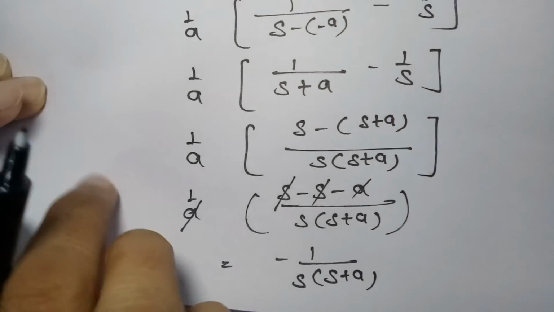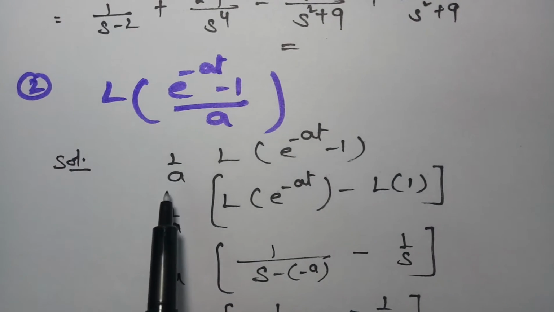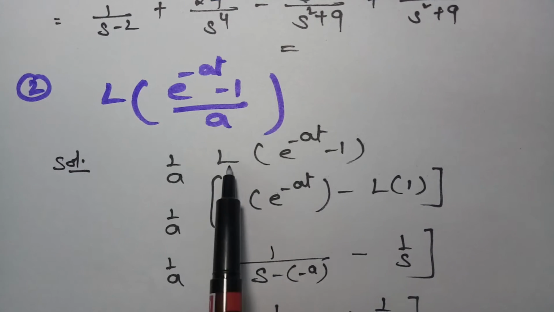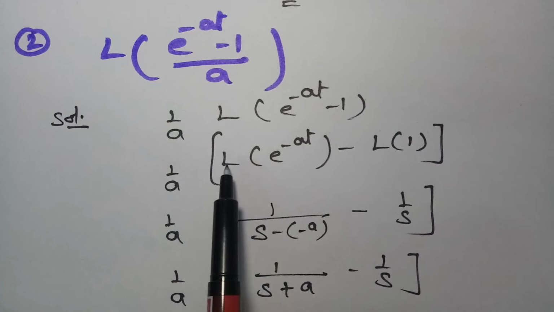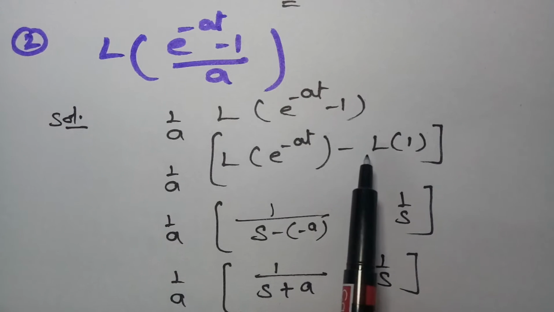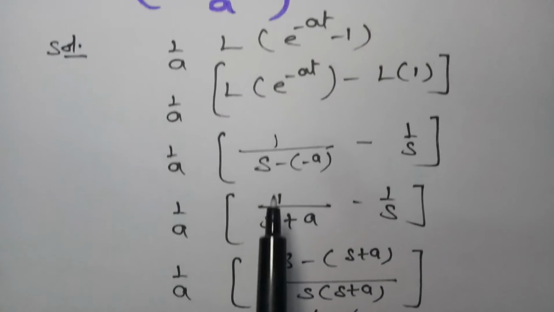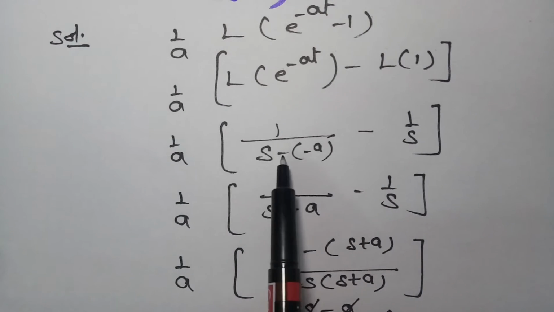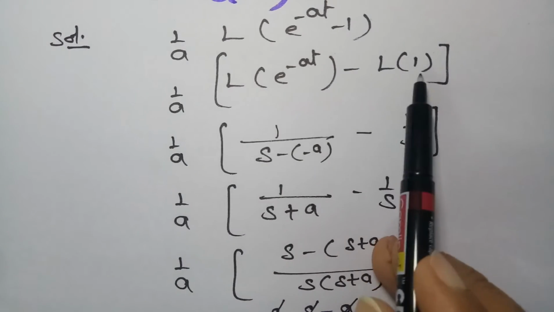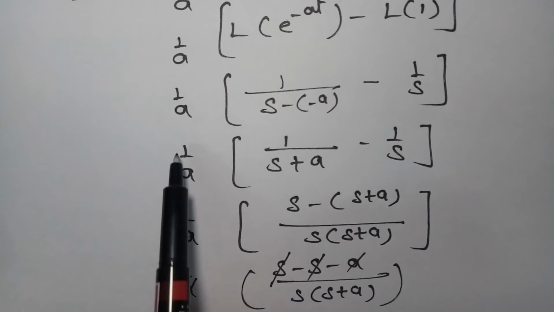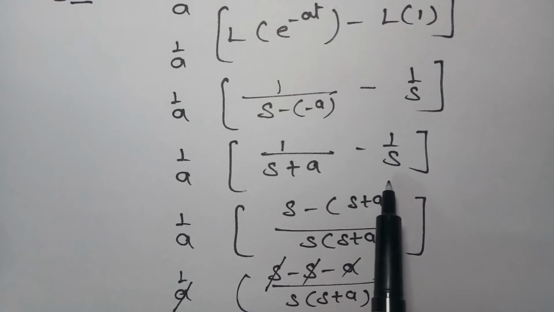So this is how I have solved. It is very easy if you know the formulas. 1 by a I took as common, and Laplace transformation of e power minus at minus 1. For that I have split the Laplace transformation to each term. Laplace transformation of e power minus at minus Laplace transformation of 1. This is 1 by s minus a. In place of a I have minus a. Laplace transformation of 1 is 1 by s. So 1 by a times of 1 by s plus a minus 1 by s.